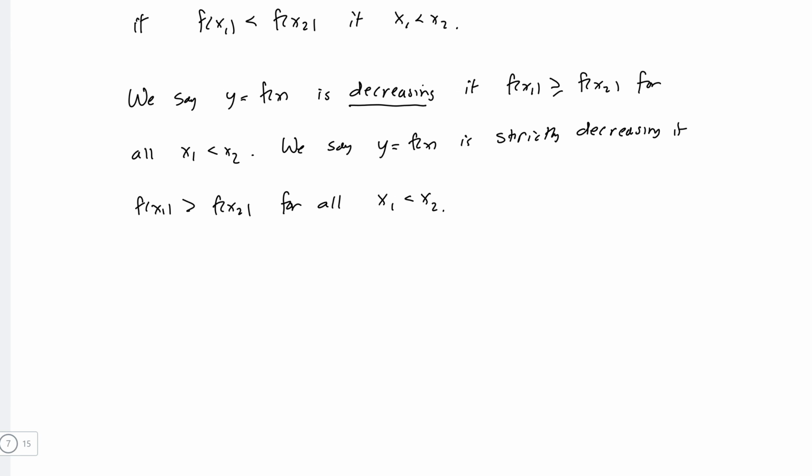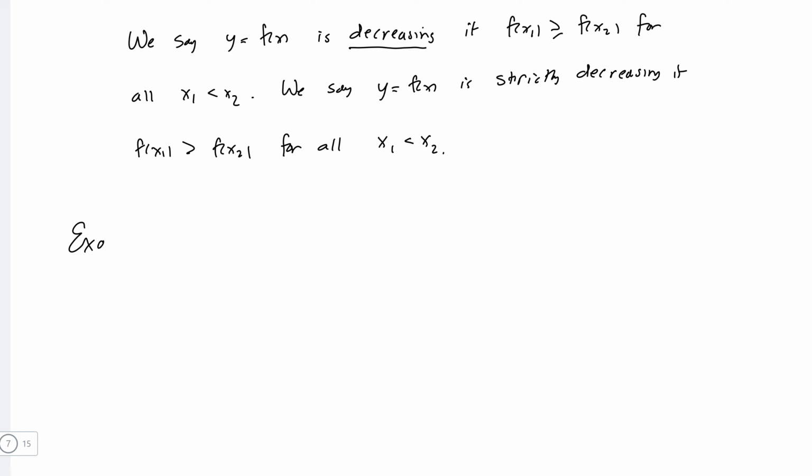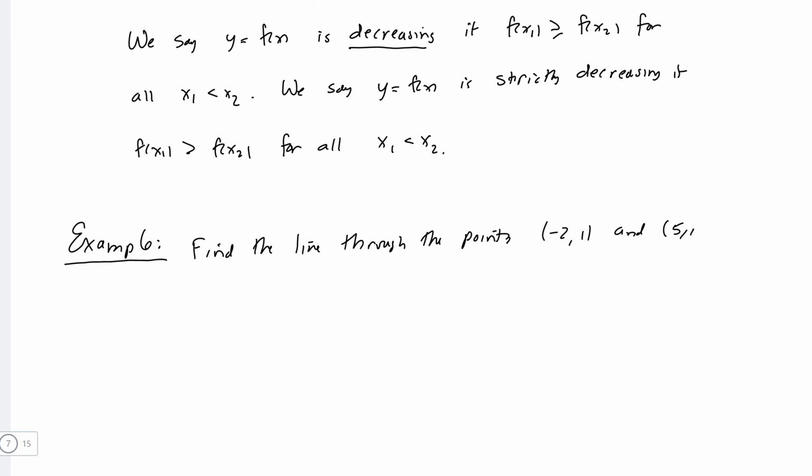Okay, so let's have a few more examples here. Let's find a line through the points (-2, 1) and (5, 6). So we have 2 points here. First thing we can do is find the slope. This can be 6 minus 1 over 5 minus 2. So this is 5 over 7.